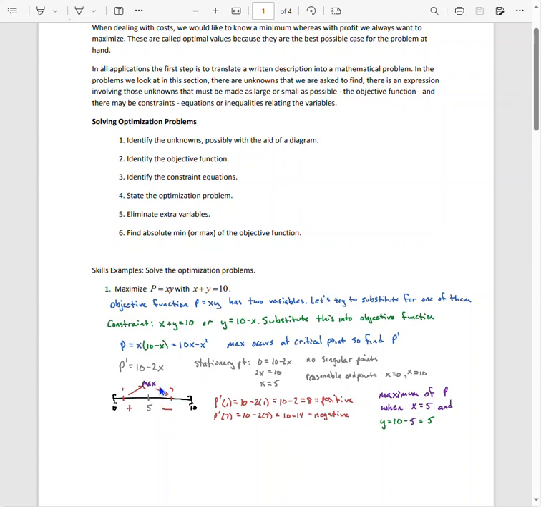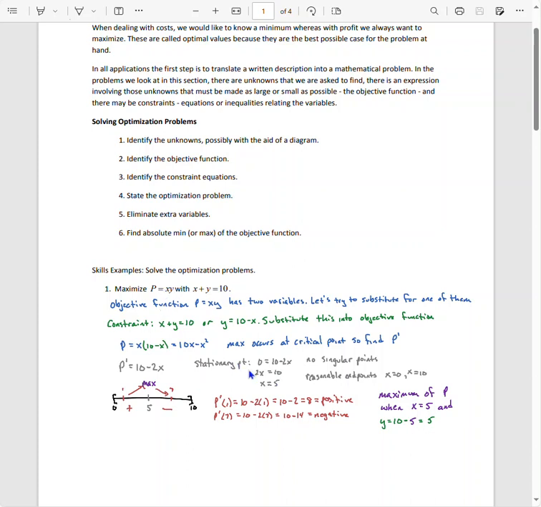Negative slopes, decreasing graph. So from the first derivative test, I see that I have a maximum. All right, so my maximum occurs at 5. I set my derivative equal to 0. I know this is an extrema. I had to test to make sure it was the maximum that I wanted.